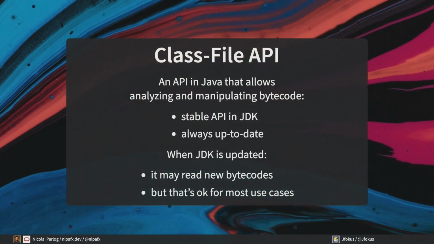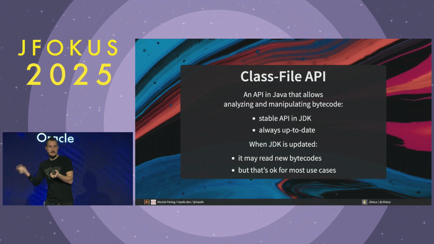And the way to do this is to create an API that manipulates bytecode and put it into the JDK. That means that we have a stable API within the JDK that can be used, and that will, of course, always be up to date, right? If I update from Java 21 to 25, well, in 21 the API didn't exist, but you get my point. Let's say from 24 to 25 then.